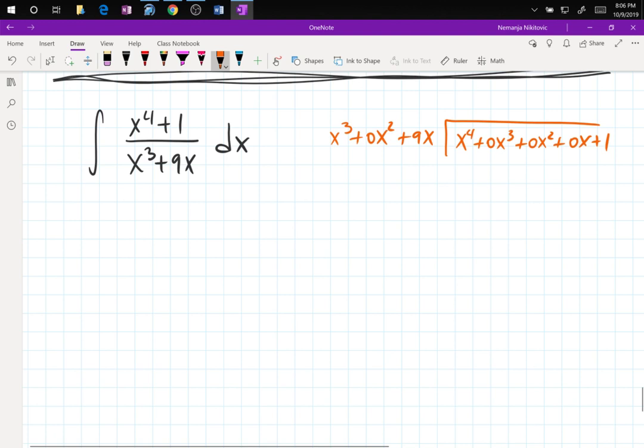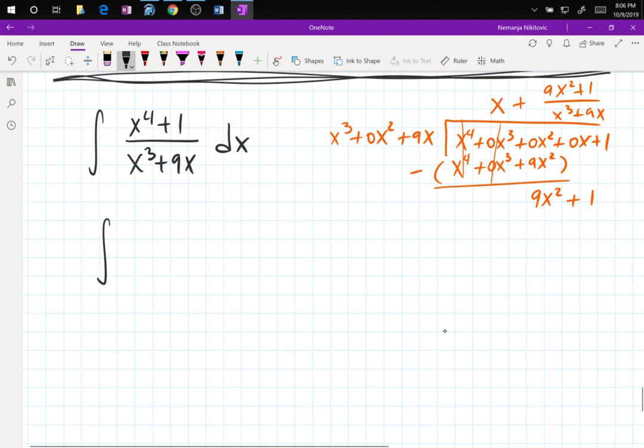Placed in all of the placeholders so you don't have to worry about adding different powers, right? So now x cubed goes into x to the 4th x times, and then you multiply back, you get x to the 4th plus 0x cubed plus 9x squared. And then you subtract. So that kills the x to the 4th. The x cubed terms are done as well. You have negative 9x squared plus 1. And now x cubed doesn't go into this, so you're done. So it's plus the quantity negative 9x squared plus 1 divided by x cubed plus 9x. And this is now your new problem.